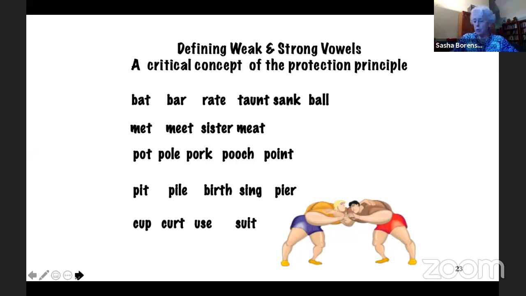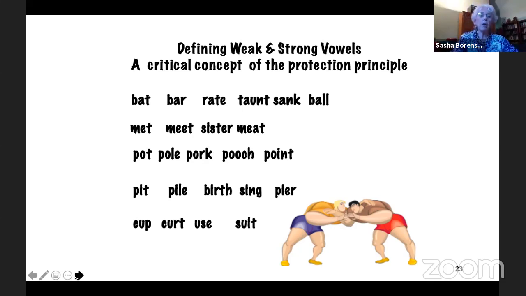So I'm going to read the words on the top line of this slide. It says bat, bar, rate, taunt, sank, and ball. So in this group of 6 words, what is the same about the vowel in all of these if you use your eye alone? What's the same? There's an A letter in each of them, right?